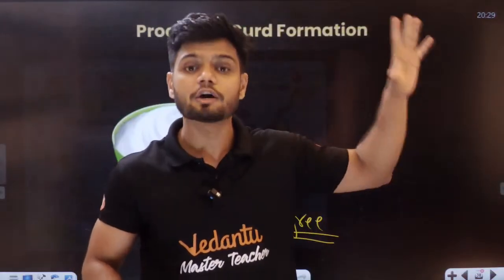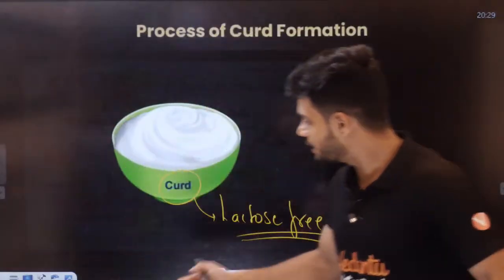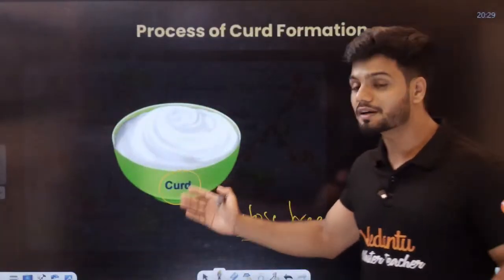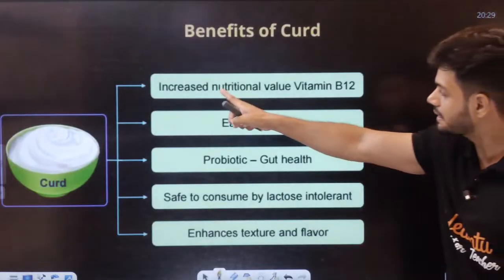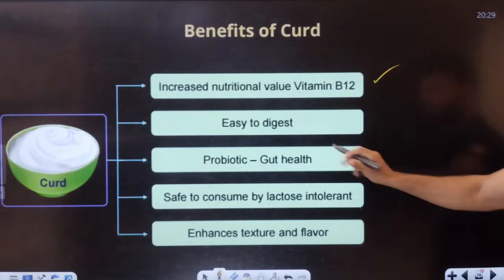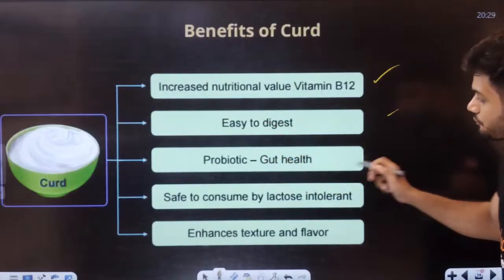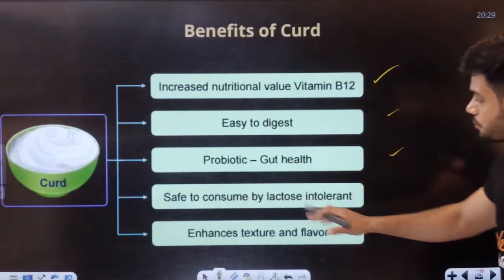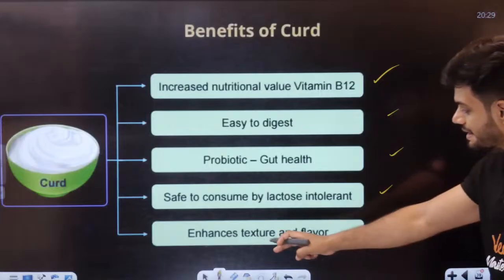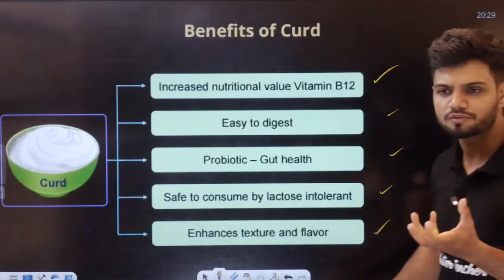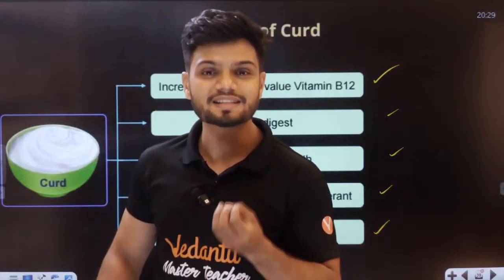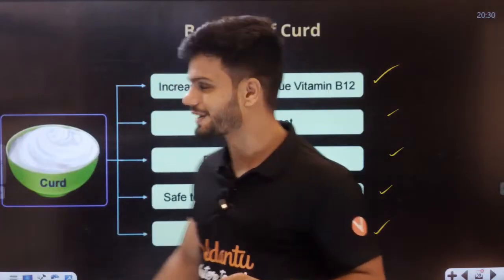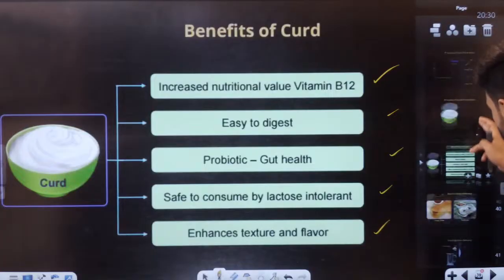And that is broken down by LAB. So we end up getting curd. And this curd has amazing properties. It increases the nutrition value of vitamin B12, is easy to digest, is a probiotic for gut health, is safe to consume for lactose intolerant people, and has enhanced texture and flavor. Very tasty it is. Okay, so curd is safe. It is lactose free generally.